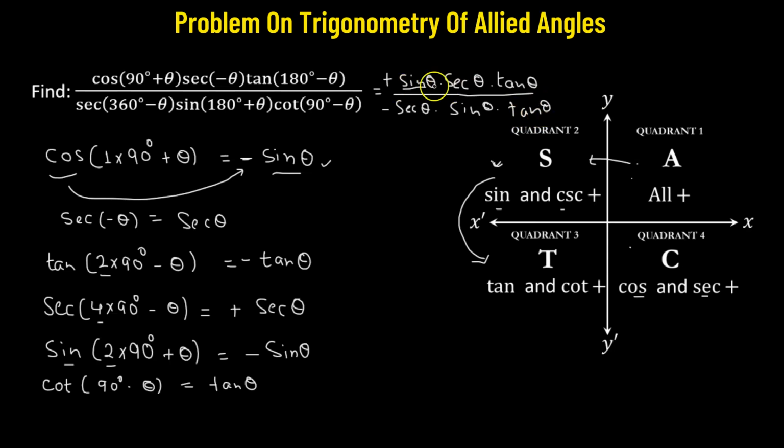So we can see that the numerator and the denominator factor out to give us 1, and we have a negative value in the denominator. So our final value is going to be negative 1. That means the value of this particular trigonometric expression is negative 1.